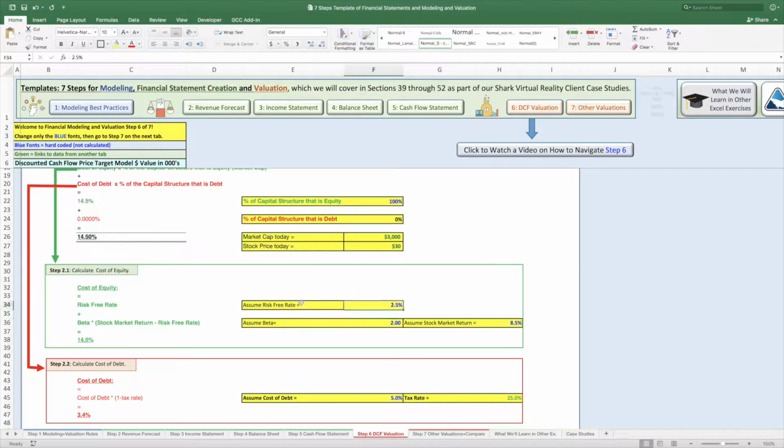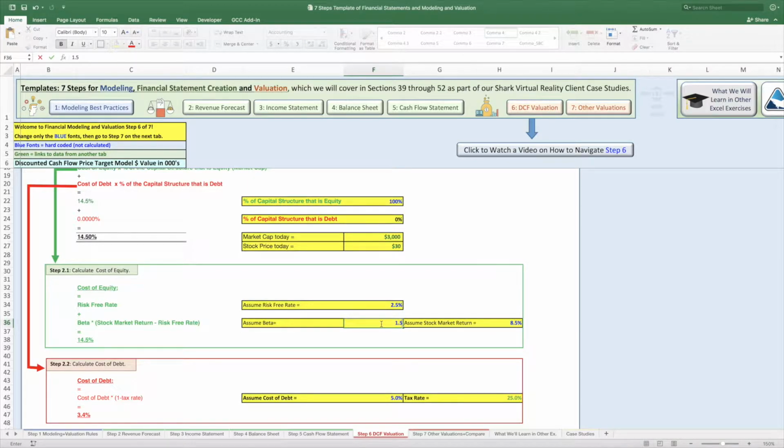Then we got lower cost of equity there. Now the beta, this is what I want to change. This beta here, which defaults at 2, remember it's just hard-coded, it's blue. This beta here is too high because I don't think that the Tootsie Roll Corporation is twice as volatile as the index, meaning the S&P 500, for example. So I'm going to change that to, let's say, 1.5.